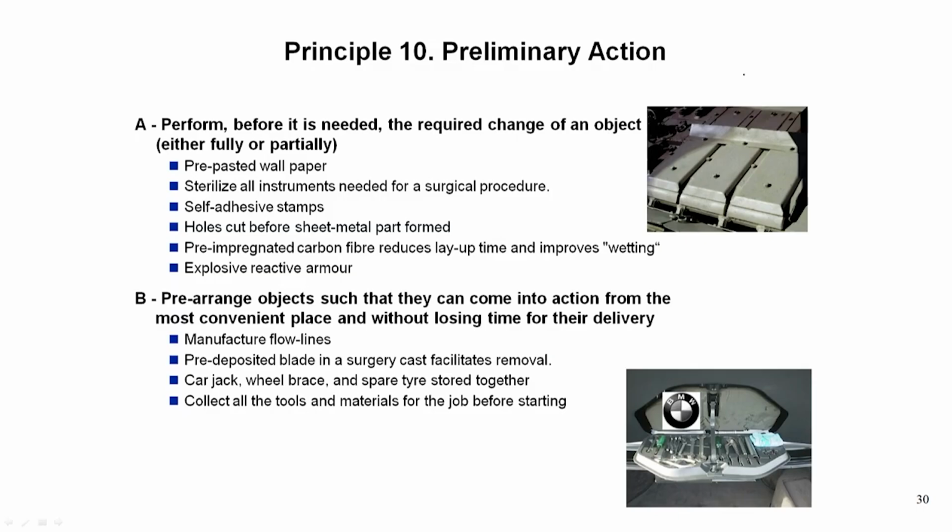Holes cut before the sheet metal part is formed. So, you take some part of the action beforehand, or pre-arrange objects, which is also important in the context of design of manufacturing systems. So, pre-arrange objects such that they can come into action from the most convenient place and without losing time for their delivery. In manufacturing, I said, flow-line design is very important in that direction. There are many others, like car jacks and all other manufacturing related issues, which do this preliminary action very much.